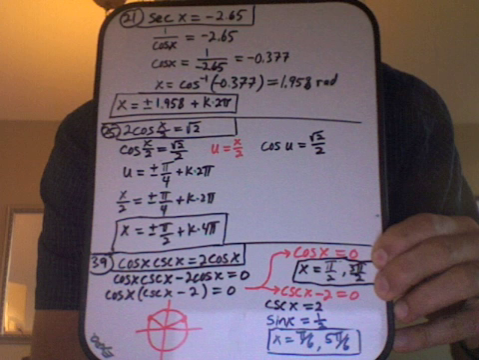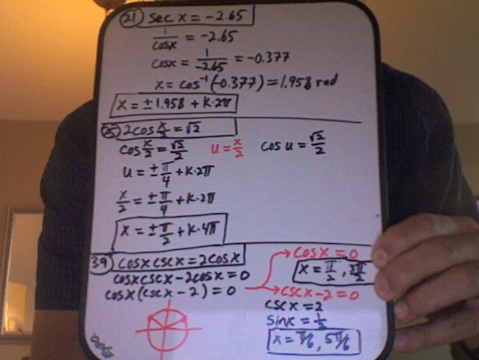So using inverse cosine, we get an answer of 1.958 radians. Now the way cosine works, the other answer, the equivalent one, is always going to be the negative of the original answer that you get from your calculator. So 1.958 and negative 1.958 plus k times 2 pi.